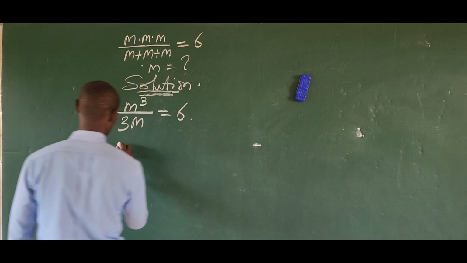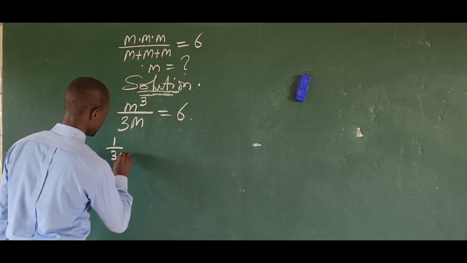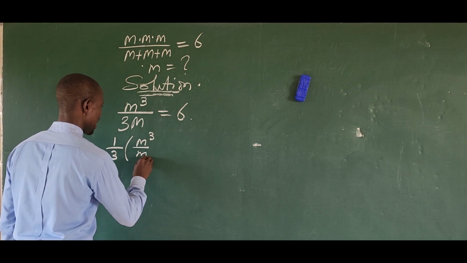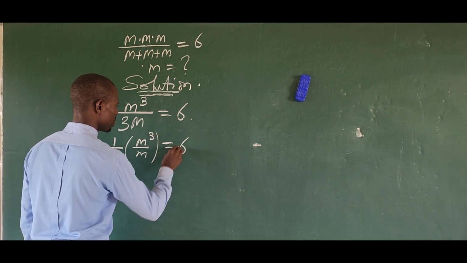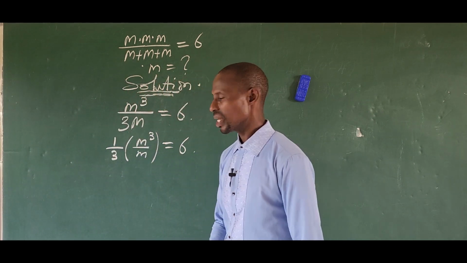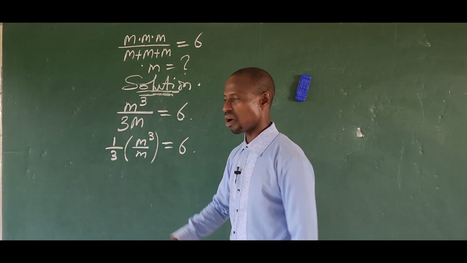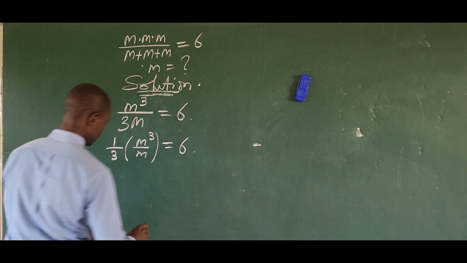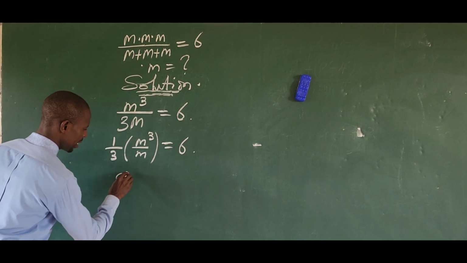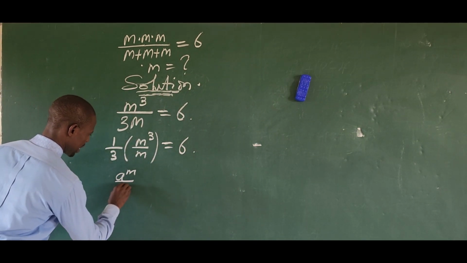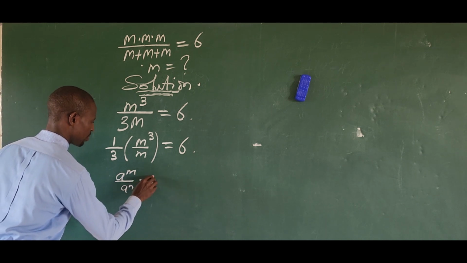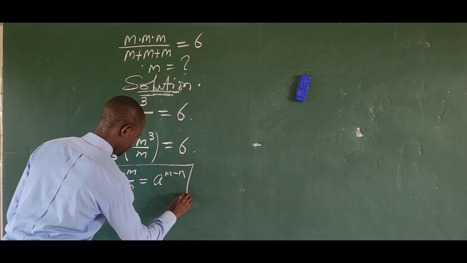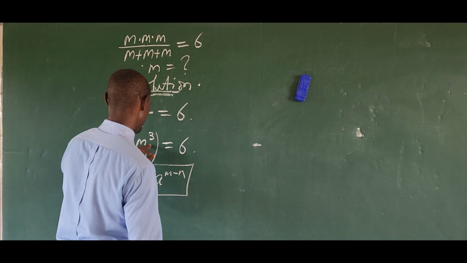And so this is the same thing as 1 all over 3, bracket M to the power of 3 all over M, close bracket, equal to 6. Easy. We apply the law of indices, which says that if you have A to the power of M all over A to the power of N, this equals A to the power of M minus N. Good. So with this, we can rewrite this.